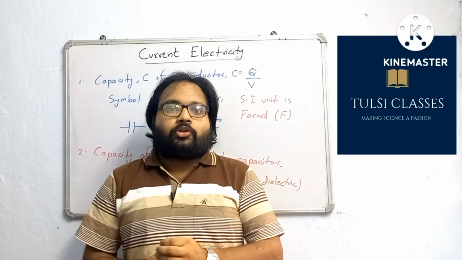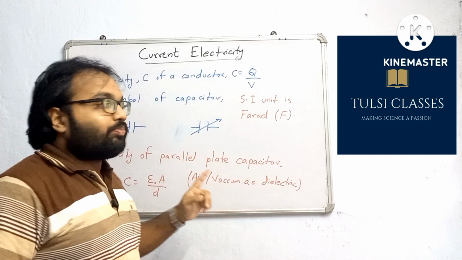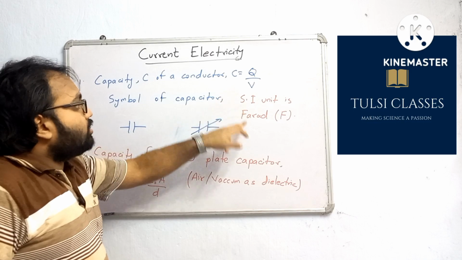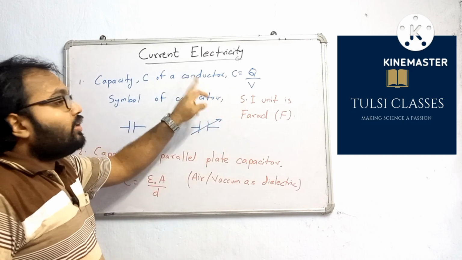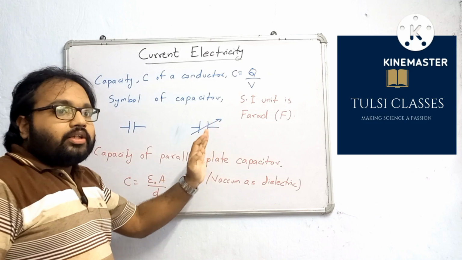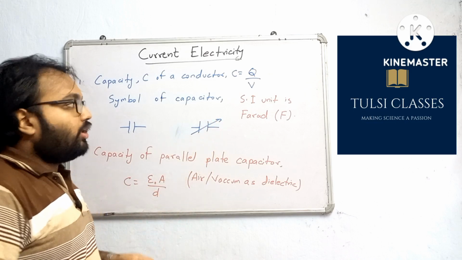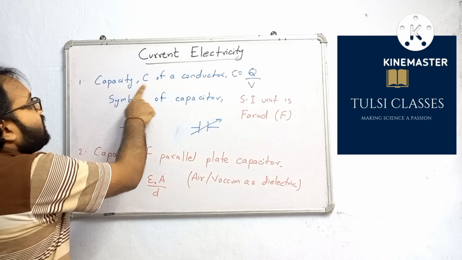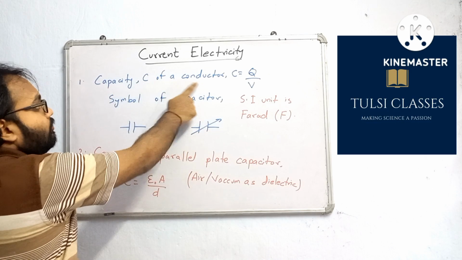Today we will do the formulas. I am writing the formula and explaining to you the significance of the symbols that I have used regarding current and electricity. If time permits and the video does not become long, then I will also cover magnetic effects of electric current. First of all, let us start with formula number 1, capacity represented by C of a conductor.